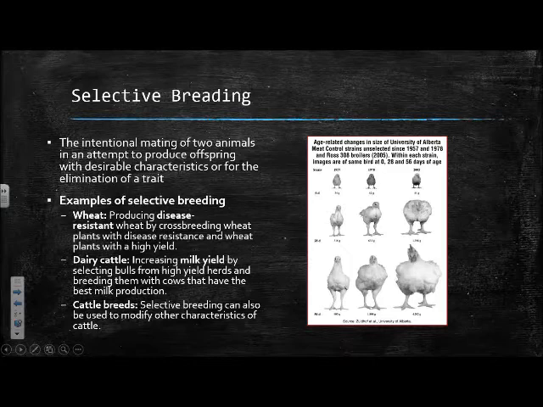Dairy cattle, so by increasing milk yield and by selecting bulls from high yield herds and breeding them with cows that have the best milk production. And then cattle breeding, the selective breeding, can also be used to modify other characteristics of cattle.